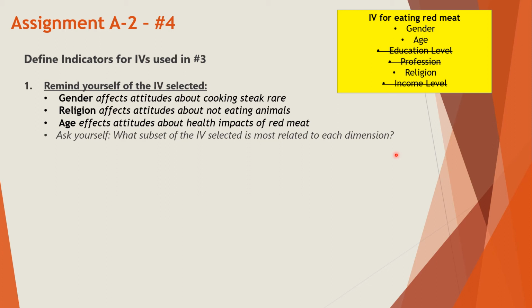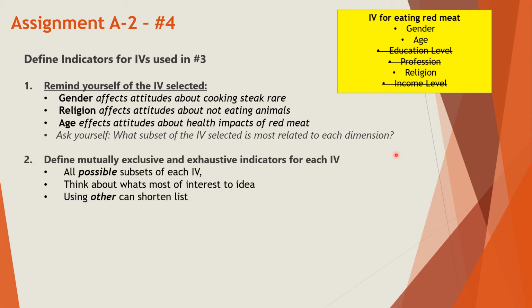Now, when we're doing this, what we're trying to do is create a list of all the indicators, the exhaustive list of subsets of what's in a gender. How do we identify gender? How do we identify religion? How do we identify age? But specifically, we want to be thinking a little bit ahead, and what subset of the independent variable is most related to each dimension. Well, gender is pretty straightforward, okay?